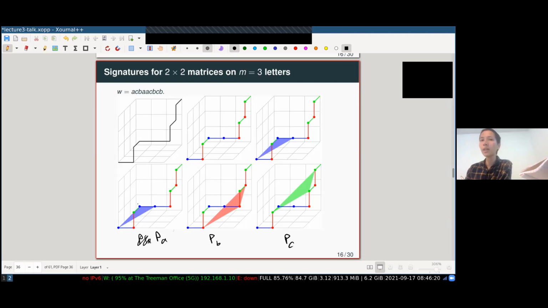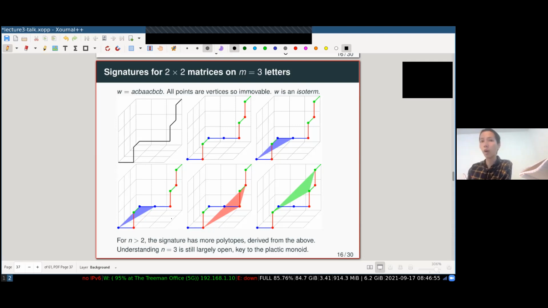Now I have 3 polytopes, and again the theorem is that W is equivalent to V if and only if W and V are 2 staircase paths such that their corresponding polytopes, the 3 pairs, are all equal to each other. In this example, this is a triangle, so there's no room to wiggle. So this guy does not form an equivalence with anybody but itself. All the points are vertices, so they're not movable. A word that sits in its own equivalence class is called an isotherm. So this is what happens when you fix n.